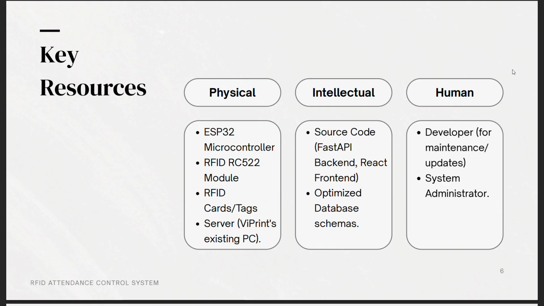Well, for the key resources, we have three main types. For physical, we use an ESP32 microcontroller, an RFID RC522 module, and RFID cards, and the server which is working on the company Blueprint. For intellectual, we have the source code, which includes a backend created with FastAPI, and we use React for the frontend. Then we also have optimized database schemas, and the human resources. We are the developers for maintenance or updates, and the system administrator.